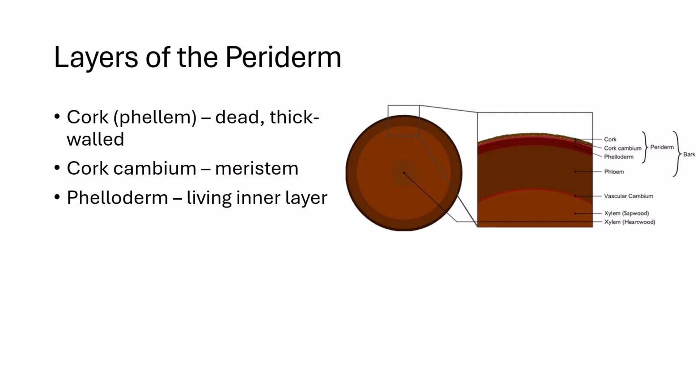Cork cells are dead at maturity and have thick suberized walls that form a waterproof barrier. Cork cambium is a meristematic layer that produces new cork cells outward and philoderm inward. Philoderm is a thin layer of living cells beneath the cork.